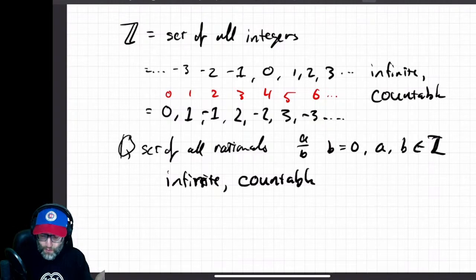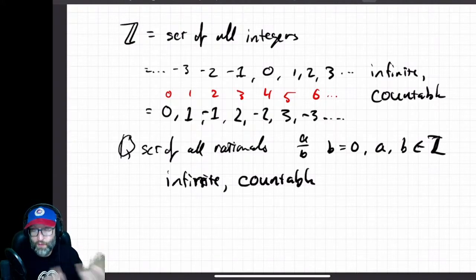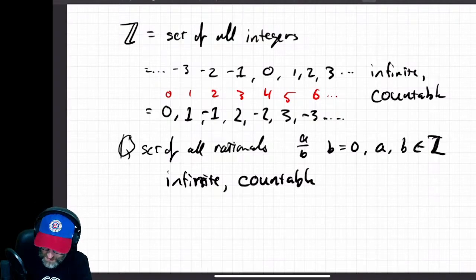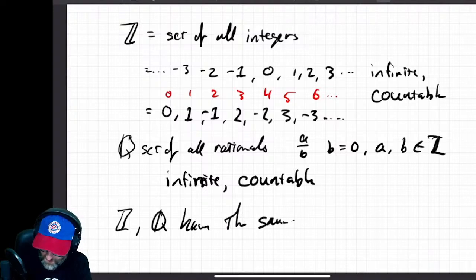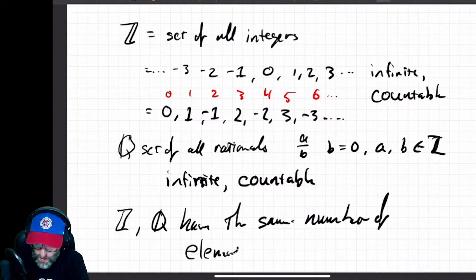What about Q? Q is also infinite and countable. In other words, you can put them into a list, never miss one. You might end up repeating some, although these are called enumerations. There are enumerations that will never repeat anything. But you can come up with a list as well, right? So in other words, Z and Q have the same number of elements. Now that seems counterintuitive at first, and you're not alone.